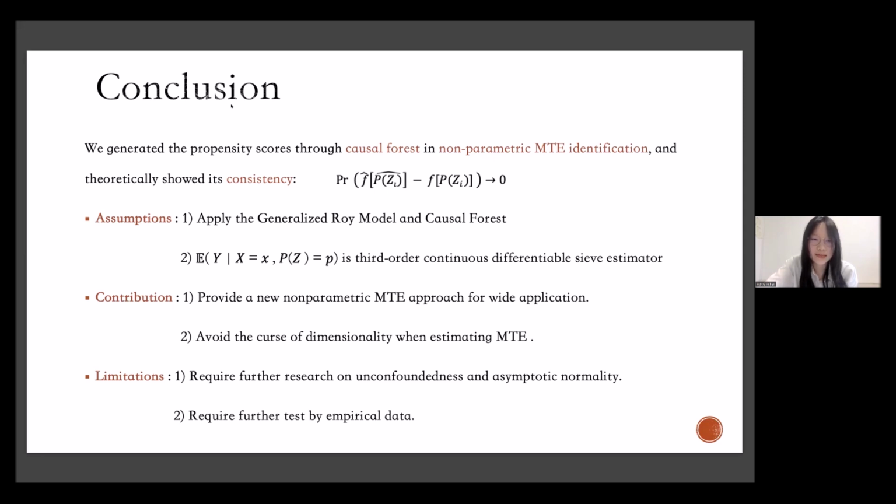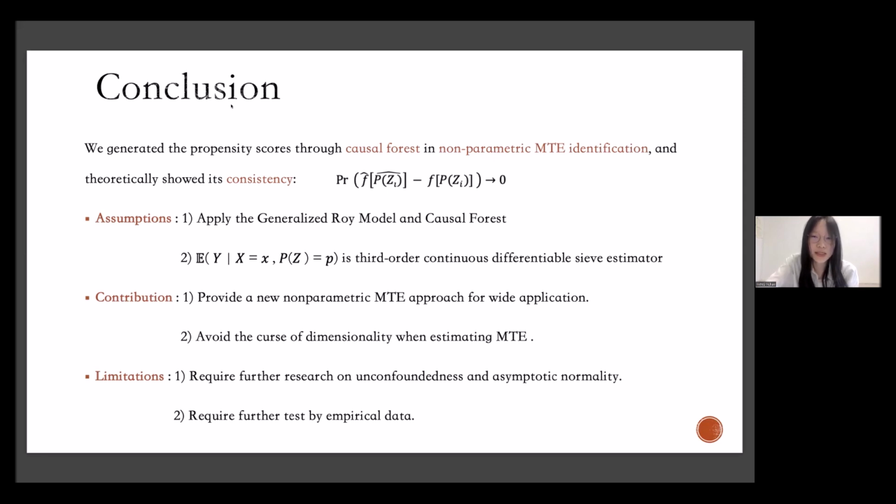And apart from these existing ones, we made another assumption on the conditional expectation of y on the covariates and the propensity score. We smoothed the expectation into a third-order continuously differentiable sieve estimator to make sure that the expectation is uniformly consistent, which would be helpful when we did the sup test later. With such simple assumptions, we are able to generate the propensity scores with the causal forest and consistently identify the non-parametric MTE based on the generalized Roy model.